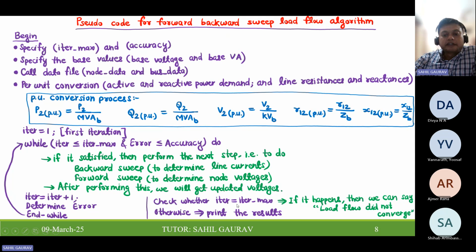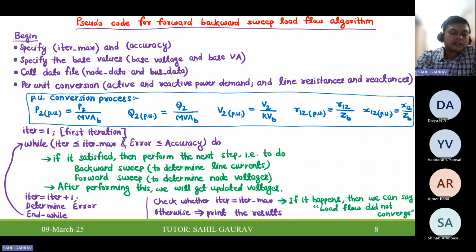Suppose the iteration goes to iteration max, then we can say that the load flow did not converge, because we went through several iterations, we had put some maximum value of iterations, and in that number of iterations the load flow algorithm did not converge. Otherwise, if the error is less than the accuracy value, you can say that the load flow converges and provide the voltages at different nodes for the power distribution network.